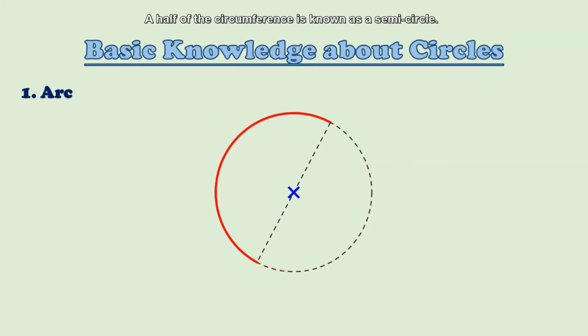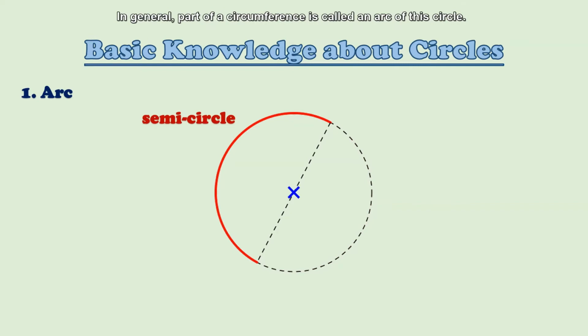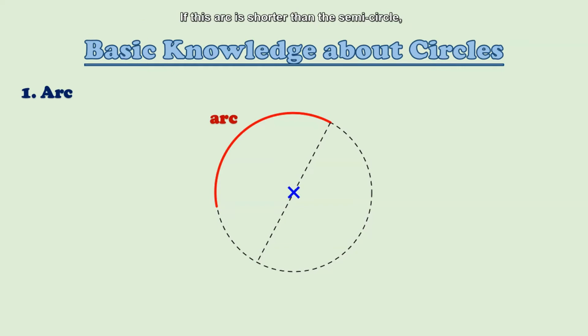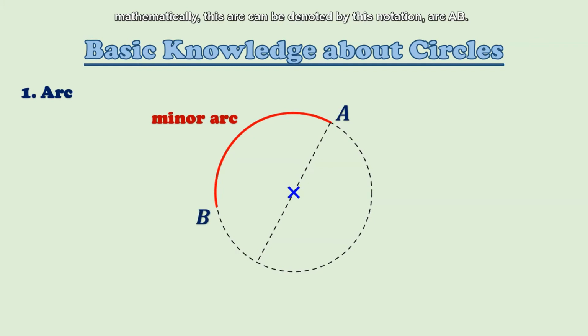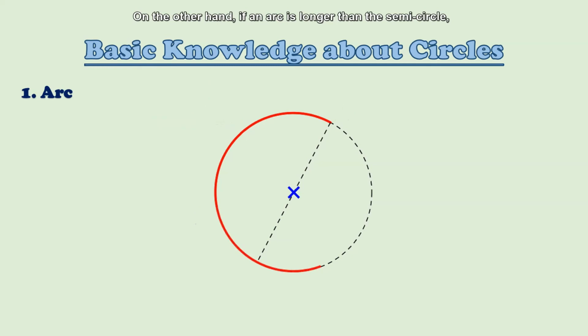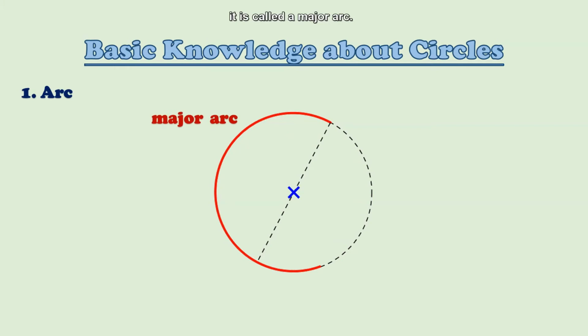A half of the circumference is known as a semicircle. In general, part of a circumference is called an arc of this circle. If this arc is shorter than the semicircle, it is also called a minor arc. If we have points A and B here, mathematically this arc can be denoted by this notation, arc AB. On the other hand, if an arc is longer than the semicircle, it is called a major arc.